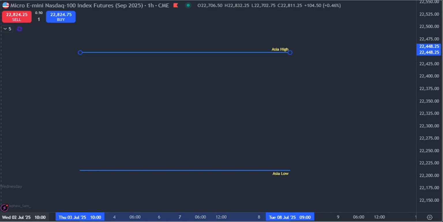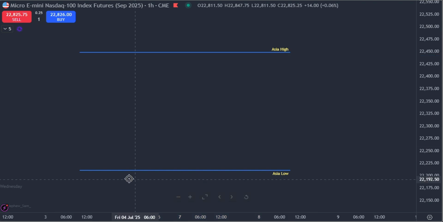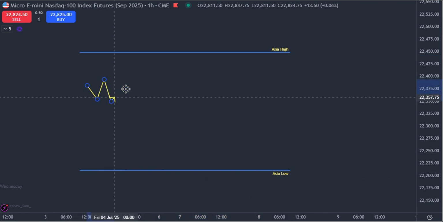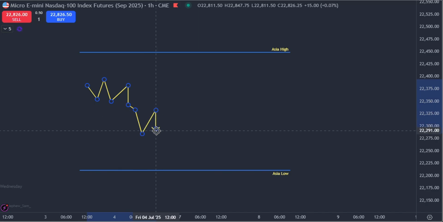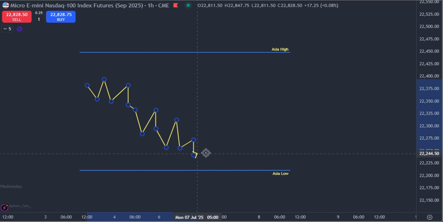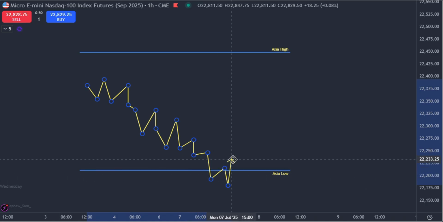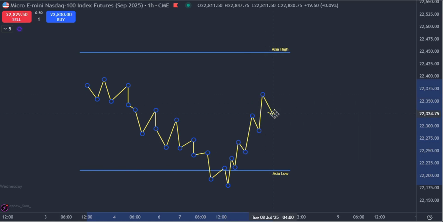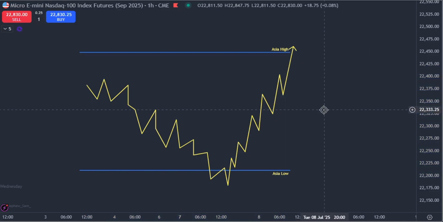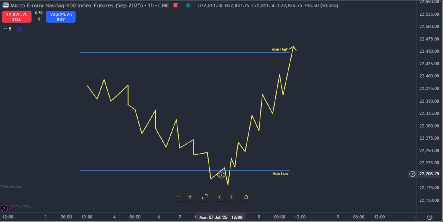So how does it look? On the lower time frame, the market's going to look like this. You sweep it, you look for the reversal. After you sweep that Asia low during your London session, then you're going to look for that Asia high.